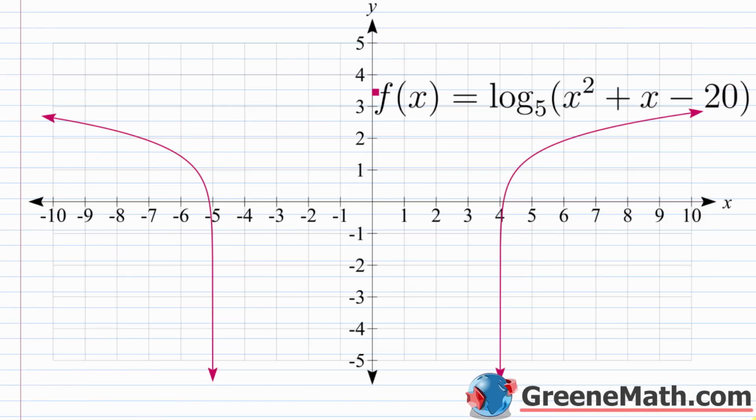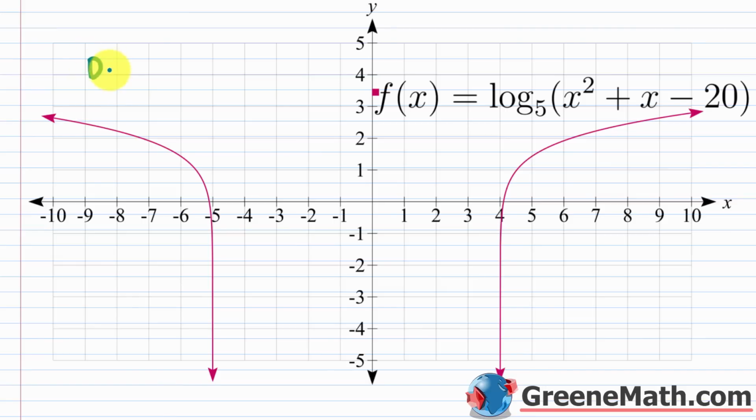Now you can also go to Desmos and just verify this graphically. So you can key in f of x equals log base 5 of x squared plus x minus 20 and just look at the domain. So here you can see that for x values that are strictly less than negative 5, you'd be okay. And then here you can see that also for any x value that's greater than 4, you'd be okay.